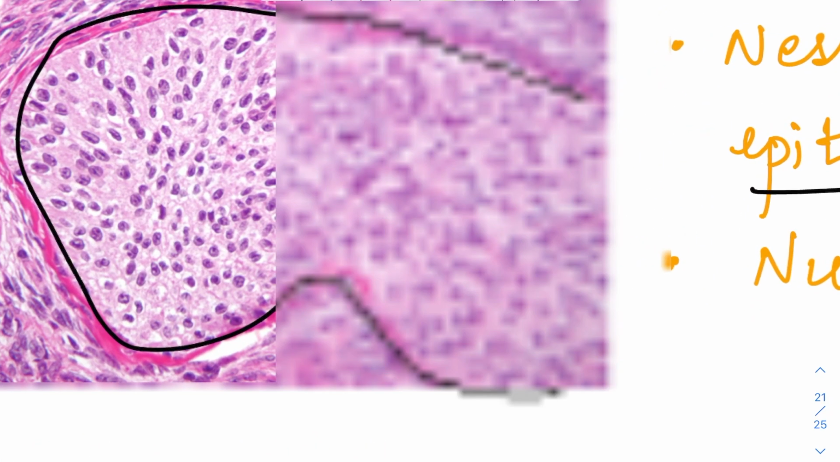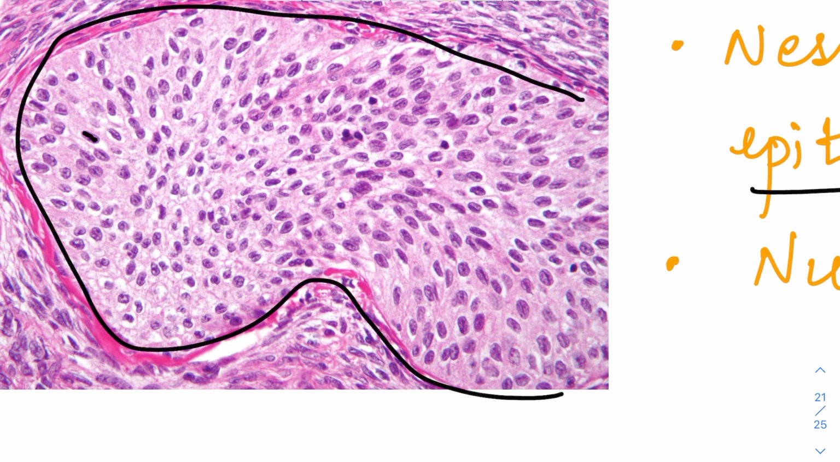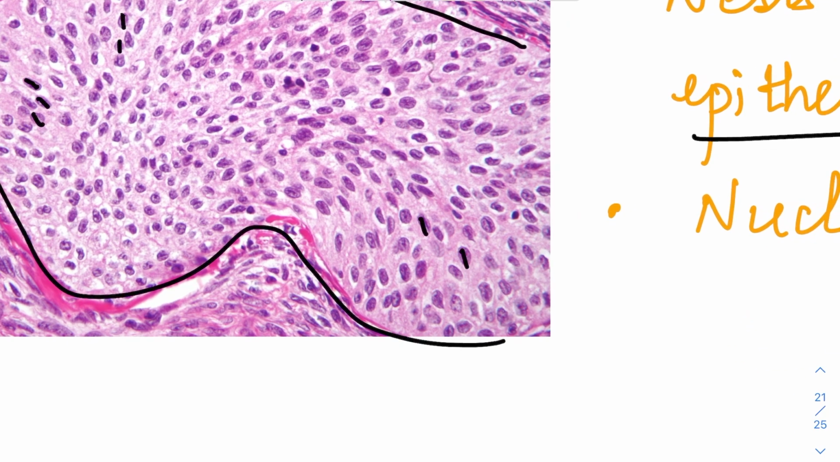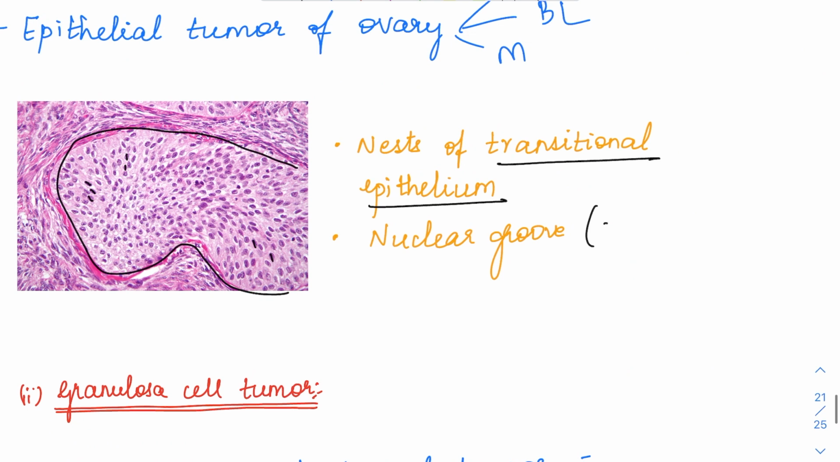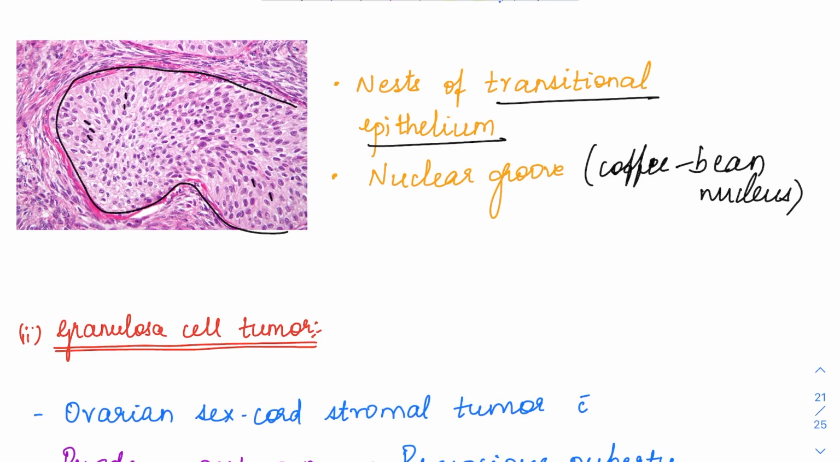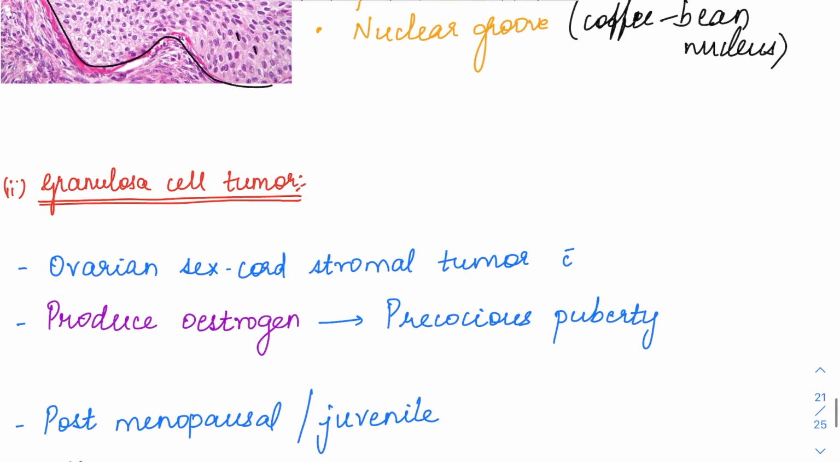Another classical feature of this Brenner's tumor is the presence of the nuclear grooves. In these nuclei, if you see, many of them have the presence of nuclear grooves. These nuclear grooves give the appearance of a coffee bean nucleus. There are very few tumors which have this coffee bean appearance. So we have a coffee bean nucleus in the Brenner's tumor.